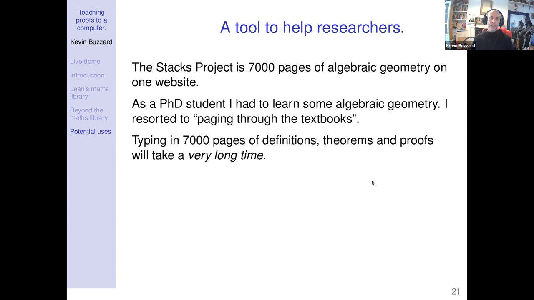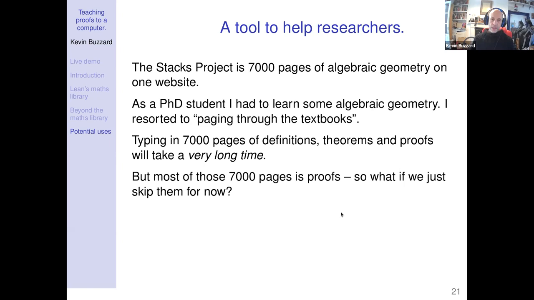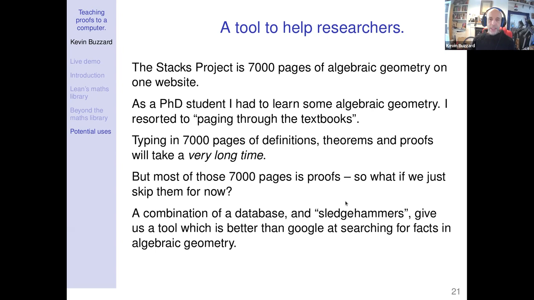But of course, typing 7,000 pages of algebraic geometry into a theorem prover will take an extremely long time. But there's a trick, right? Because a lot of those 7,000 pages are going to be proofs. So what if we just skip the proofs and type in the definitions? Just type in the definitions and the statements of the theorems and skip the proofs for now. We can come back to the proofs later.